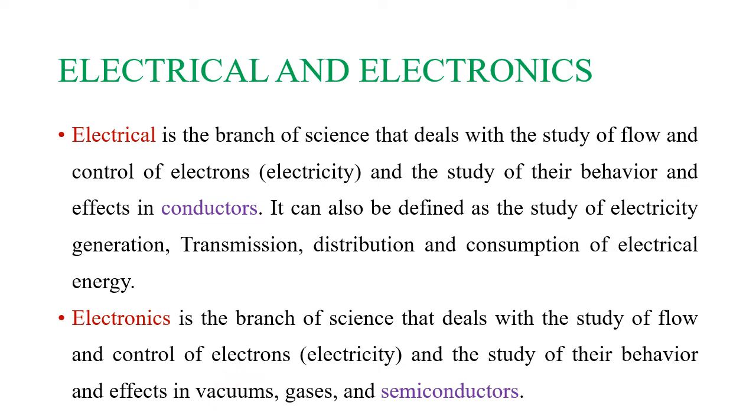But in detail, we can state that electrical is a branch of science that deals with the study of flow and control of electrons and their behavior in conductors. That is the detailed statement for electrical, and it can also be defined as the study of electricity generation, transmission, distribution, and then consumption of electrical energy at the user end. So these are the two detailed statements for electrical.